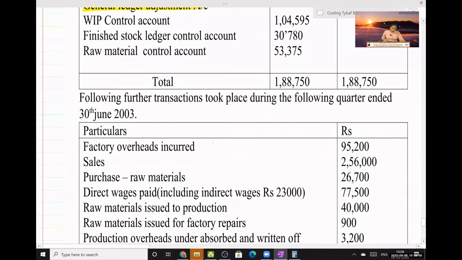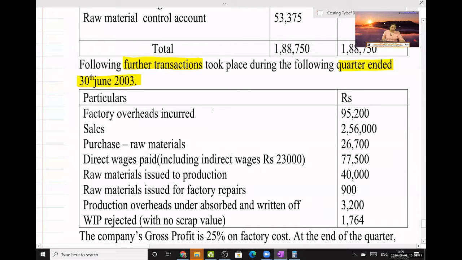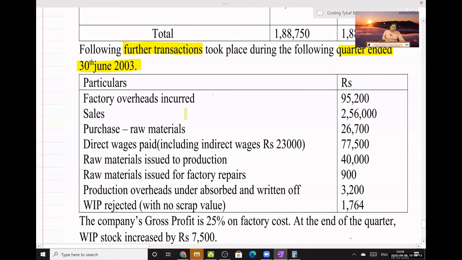Okay. So for the following further transactions, so this is the transactions during the year, quarter ended 30th June 2003. So this will be the date of my closing trial balance. And these are my probable journal entries: factory overheads incurred, sales, purchase of raw material, direct wages paid, raw material issued to production, raw material issued for factory repairs. And whatever I'm highlighting is new in the question.